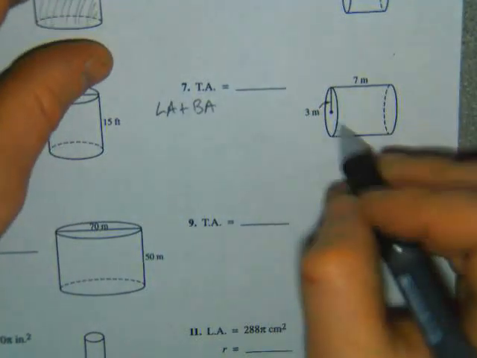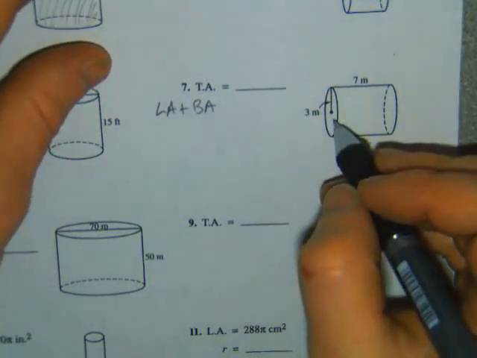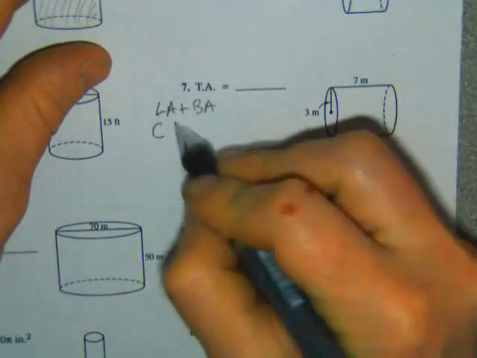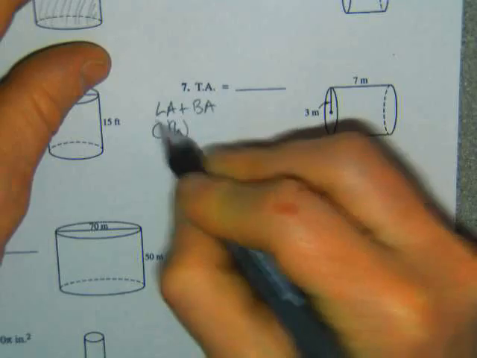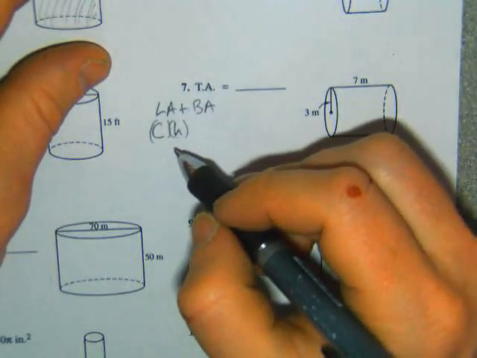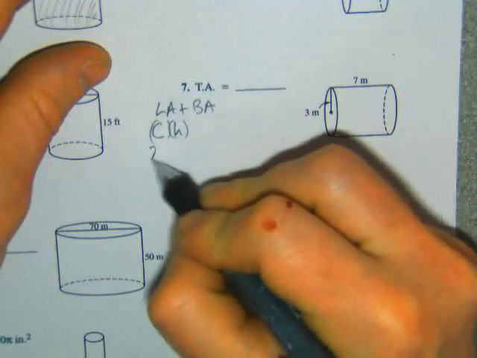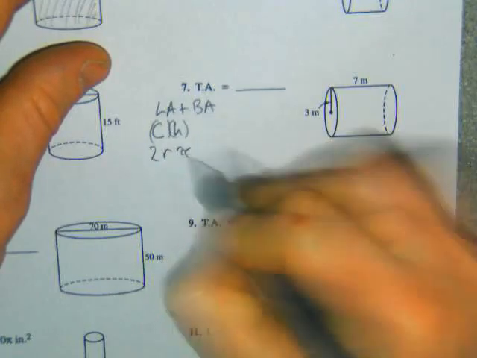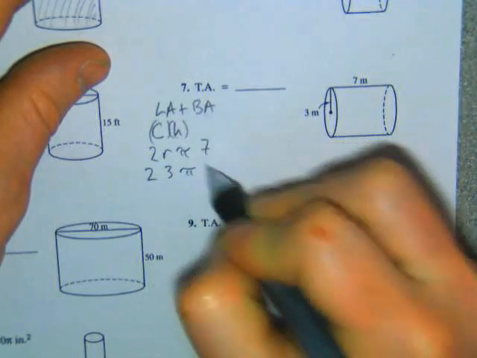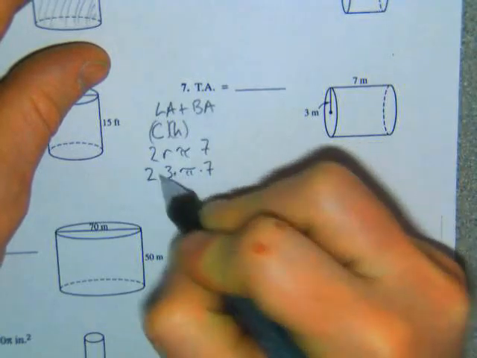So the lateral area is circumference times height, and I'll worry about base area later. Circumference is twice the radius, that's pi. Height is 7. Radius is 3. 2 times 3 times pi times 7. We get that pretty quick on our calculator.